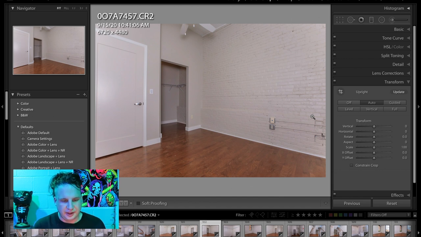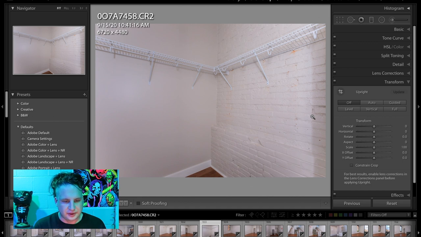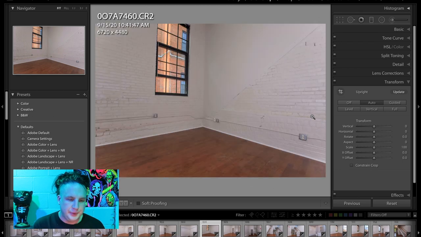And then this is just another angle of it. We don't really need that angle. And then here is the closet. We'll include it, but closets are not always important. I only take closets if it's a really big space. Now, here's another bedroom.